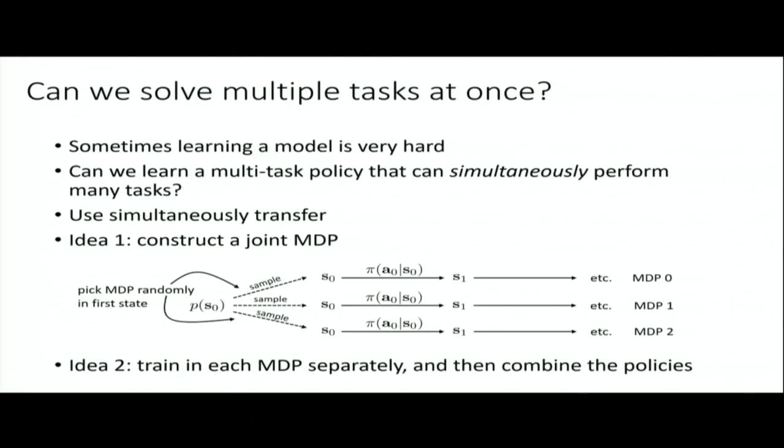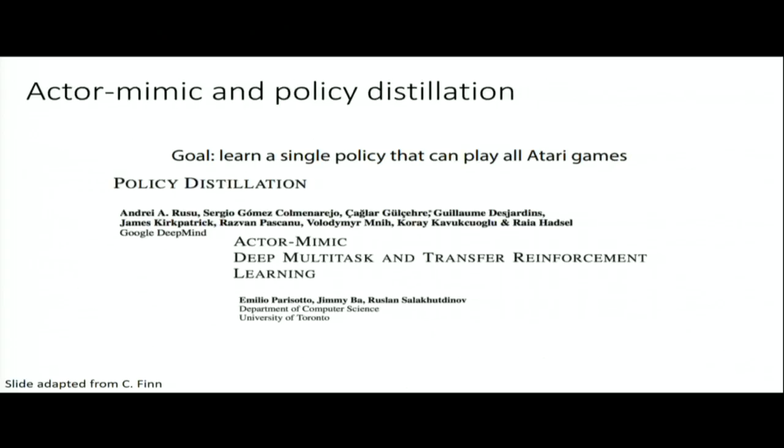Idea 1 is very straightforward, and in fact, if you're trying to address a multitask setting where you want the simultaneous transfer, idea 1 is a very reasonable thing to start with. If you attempt idea 1 and it doesn't work, then let's talk about idea 2. And this is based on 2 papers that came out, I think, about a year and a half ago at this point, policy distillation and actor mimic.